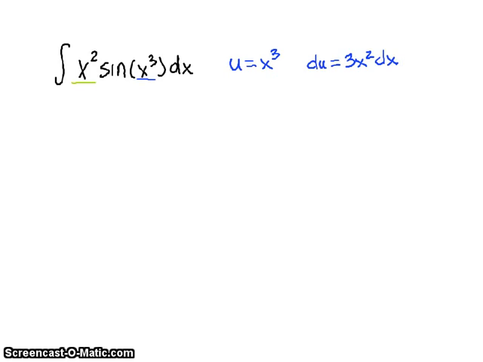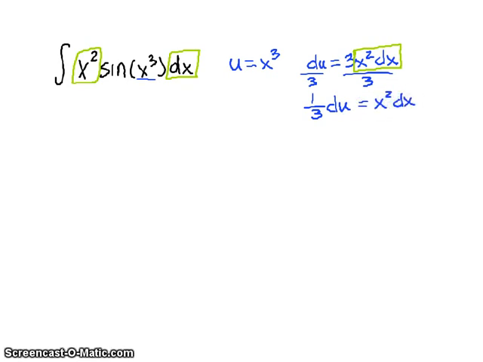So if we look in our problem, we can see that we have an x squared dx in our u substitution. We need to get that x squared dx by itself so we can make the substitution. All we need to do is divide by 3. So we can say 1/3 du equals x squared dx.